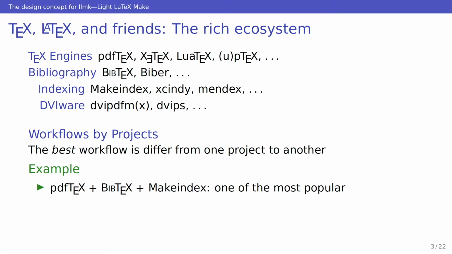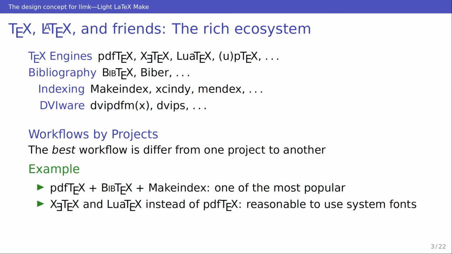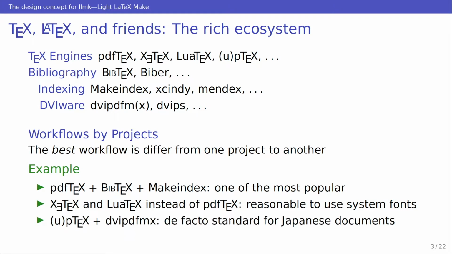For instance, as far as I know, using pdfTeX plus BibTeX plus makeindex is one of the most popular workflows, but sometimes it is reasonable to use XeTeX or LuaTeX instead of pdfTeX, especially if you want to use your system fonts. And also for Japanese documents, it is difficult to process Japanese documents with pdfTeX. So the pTeX plus dvipdfmx workflow is still the de facto standard for Japanese documents.